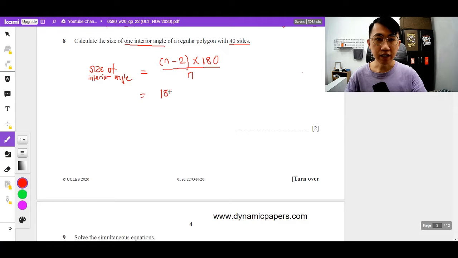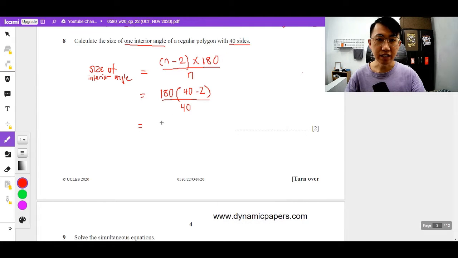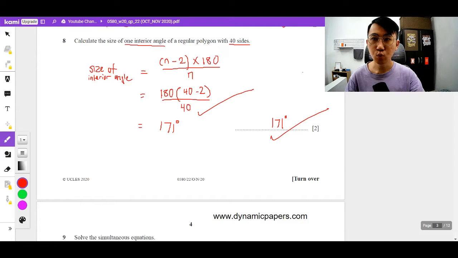Alright, so you can write like this. N is going to be 40, so 40 minus 2 divided by 40. So pretty much everything is given, right? So we're gonna grab our calculator. 180 multiply with 38. Of course you need to do bracket first. Divided by 40. Okay, so 171. That is the size of one interior angle. Okay, log in your final answer, 171 degrees. Alright, so that is 1 mark answer, 1 mark your working.